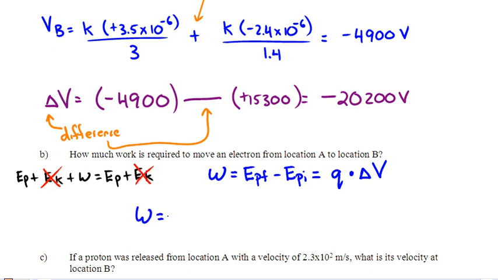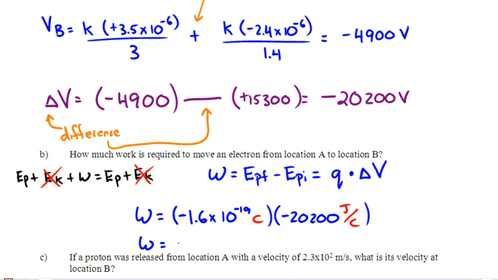I can say the work here, let's take our Q, trust the math, negative 1.6 times 10 to the negative 19, the elementary charge, that many coulombs. I don't usually put the units in, but I'm going to put it in this time. Coulombs multiplied by this difference in voltage. It's almost like a difference in energy. Negative 20,200. I know it's volts, but I'm going to think of that as joules per coulomb. And when we multiply those out, we can see exactly how much difference in energy there is, in other words, how much work is involved. And it ends up being positive 3.24 times 10 to the negative 15. Well, that would be just now straight joules.